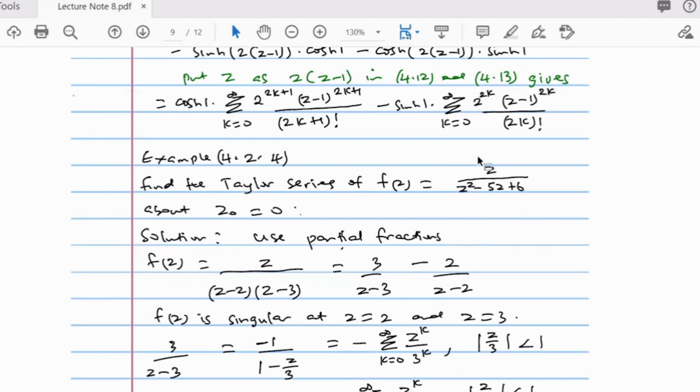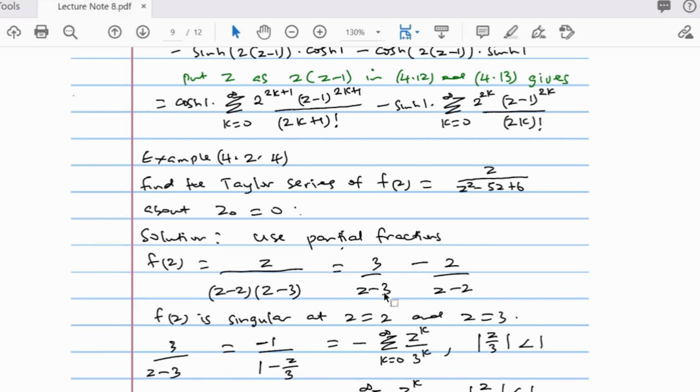Find the Taylor series of f of z about z not equal to 0. What I will do first is to resolve f of z into partial fractions. This is my f of z. When you factorize z squared minus 5z plus 6, you get (z minus 2)(z minus 3). So z over (z minus 2)(z minus 3): in 141, I taught you how to resolve it into partial fractions. When you resolve this into partial fractions, you are going to get this.